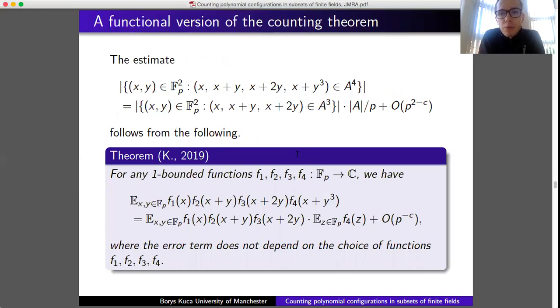So this is the estimate that we want to show. And it turns out that it follows from the following more general analytic expression. Namely, the counting operator for the configuration x, x plus y, x plus 2y, x plus y cubed can be rewritten as the product of the counting operator for three-term progressions times the average of the last function, the function that is evaluated on x plus y cubed. And this holds up to an error term of the form big O of p to the minus c. And importantly, the error term does not depend on the choice of functions that we take.